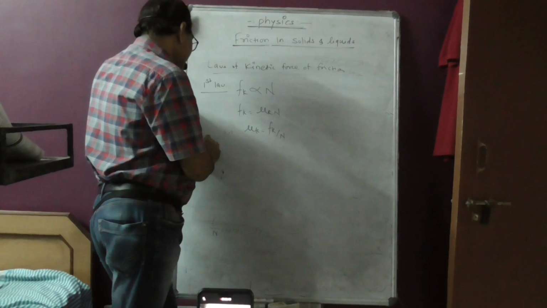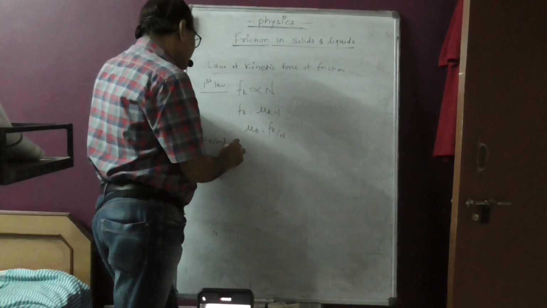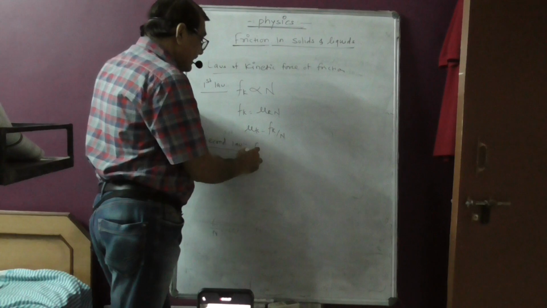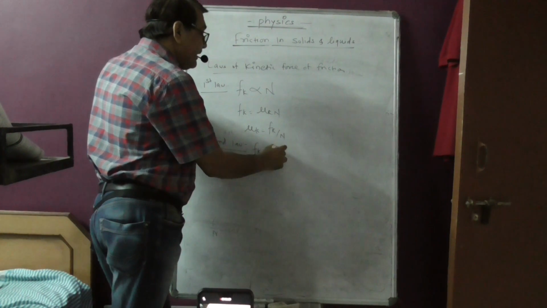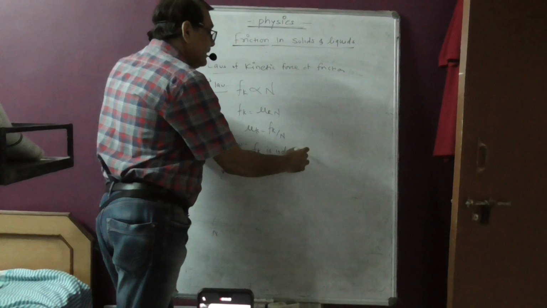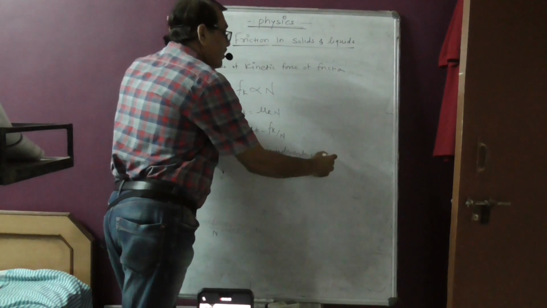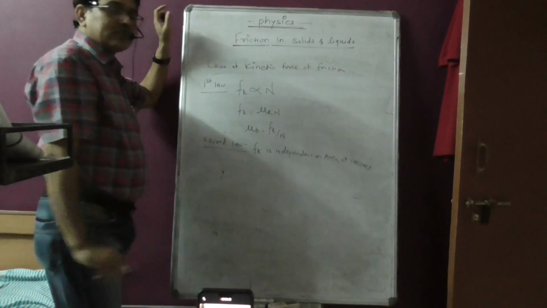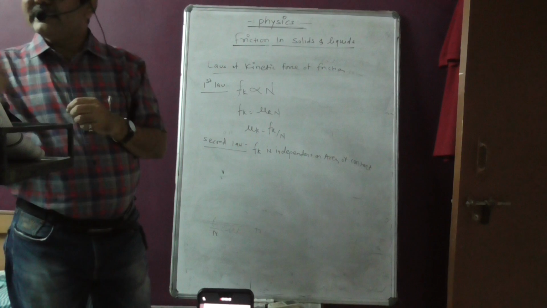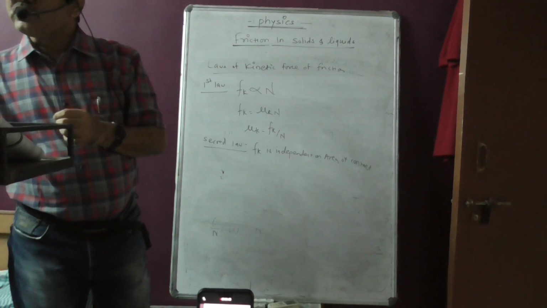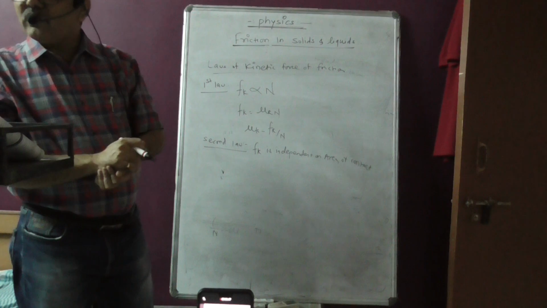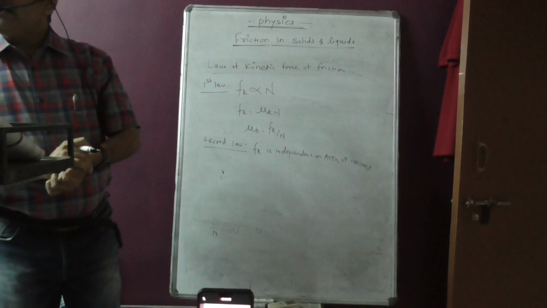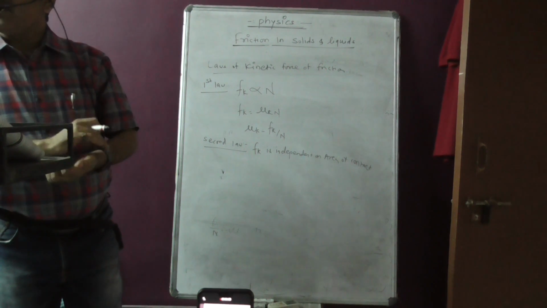The second law of kinetic force of friction states that the force of kinetic friction is independent of the area of contact between the two surfaces which are in contact with each other. So the force of kinetic friction does not depend upon the area of surface in contact.